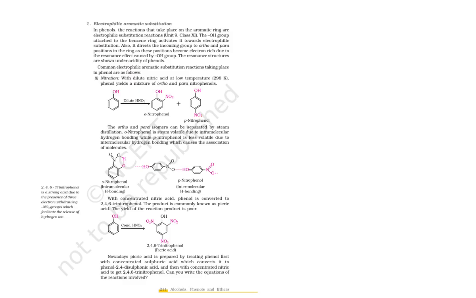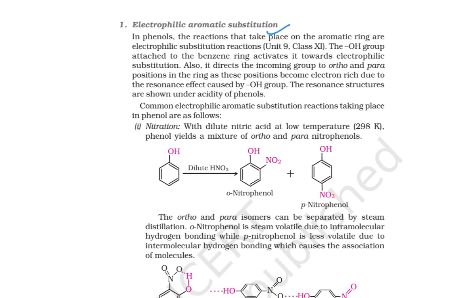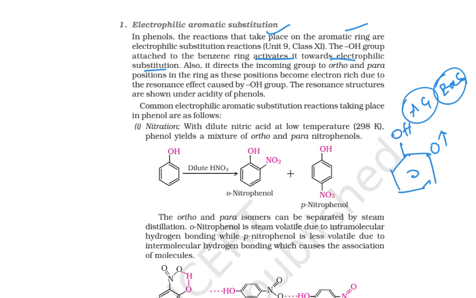Next we are going to discuss the electrophilic substitution reaction in phenol, okay. So in phenol, the reaction takes place on the aromatic ring, okay. In electrophilic substitution reaction, the OH group attached to the benzene ring activates it towards electrophilic substitution. So this is your phenol, okay. The OH is an activating group, right? It means it is an electron releasing group. So it increases the electron density on the ortho and para positions. So electrophilic substitution occurs on ortho and para positions, okay.